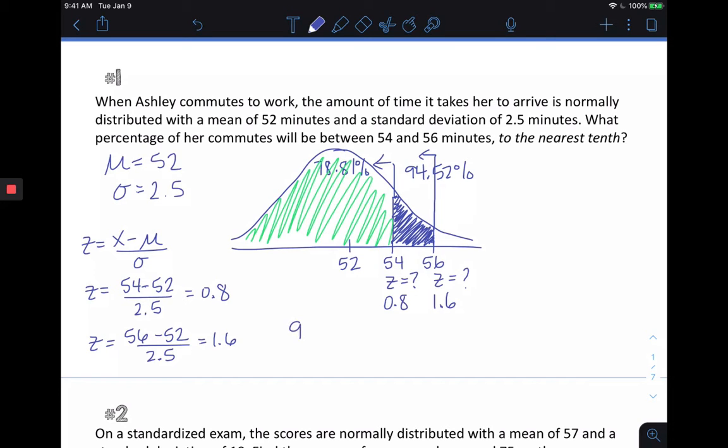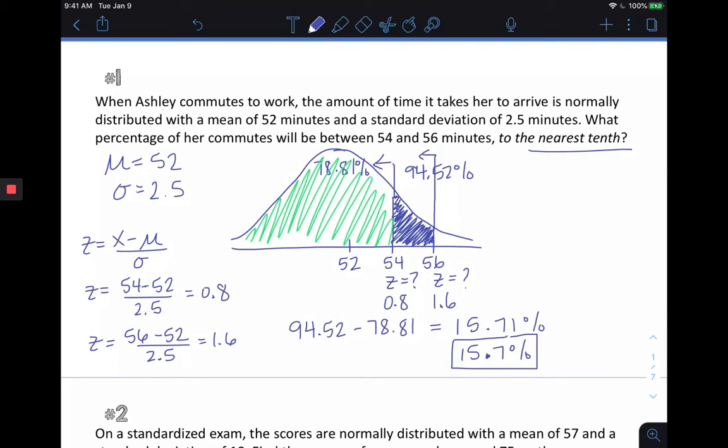So I'm going to subtract the percents. 94.52 minus 78.81%, and we end up with 15.71%. When it said round to the nearest tenth, that's the first decimal place, so 15.7%.